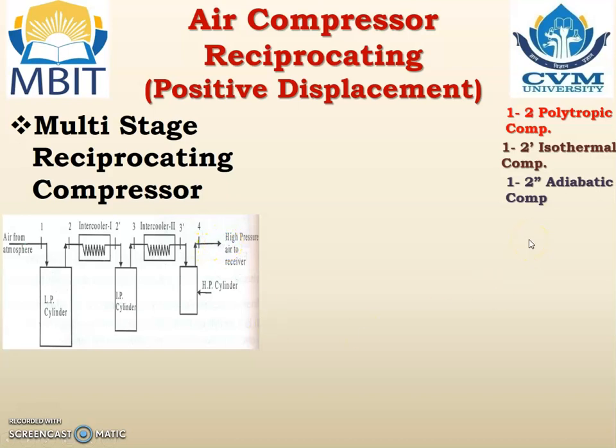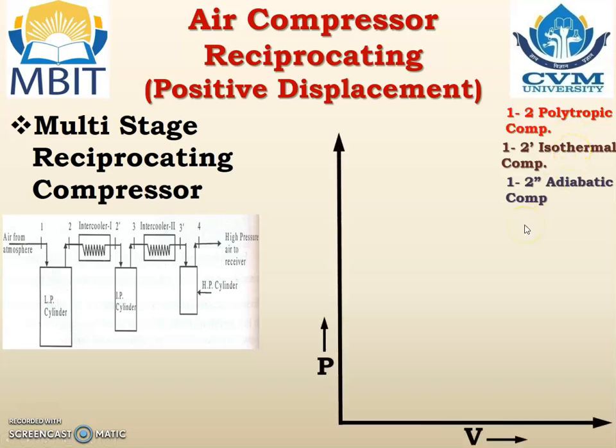And the process here can be a polytropic process, adiabatic process or the isothermal process. So let us see the PV diagram.